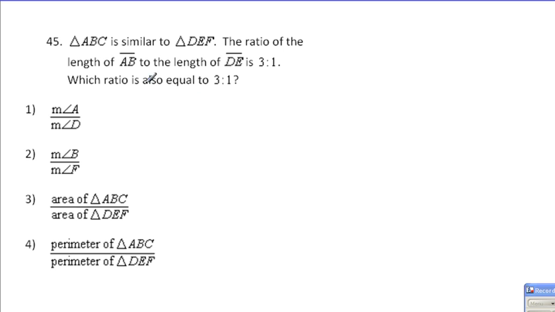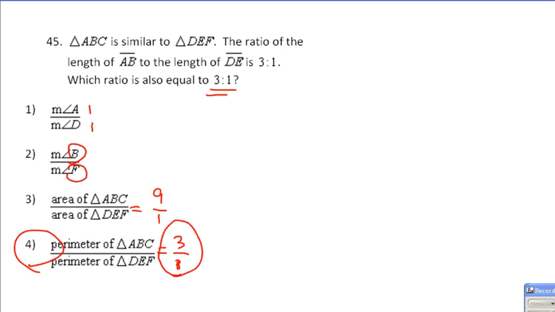Alright, now, which ratio is also equal to 3-to-1 when the ratio of the length is 3-to-1? Angle is always 1-to-1. The ratio of the angle doesn't change. It's always 1-to-1. But B and F, we have no idea because they don't seem to be corresponding angles. Area is always a square of the ratio of the length, so this will be, in fact, 9-to-1. But for the perimeter, in similar figures, the length has the same ratio as the original, which is equal to 3-to-1 right here. Therefore, choice number 4 would have been our answer.